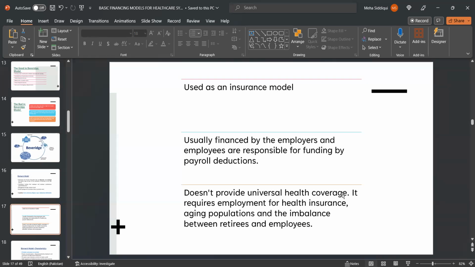Now, it is used as an insurance model. The other name for this model is insurance model. Usually financed by the employers, and employees are responsible for funding by payroll deductions, and it doesn't provide universal health coverage. It just requires employment for health insurance, and aging population and the imbalance between retirees and employees occur in this model.